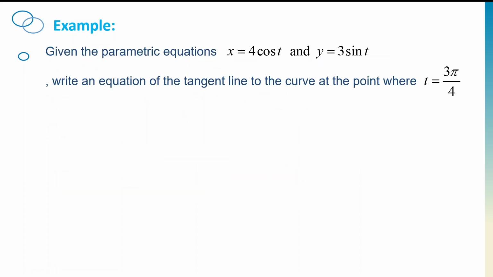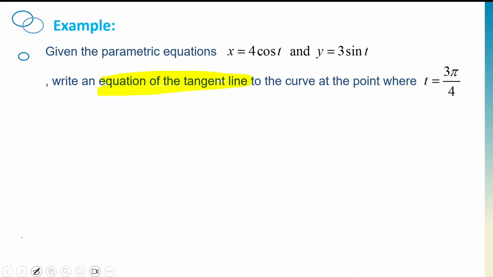Okay. Now see this one. Still we're dealing with the first derivative, but the question here asks me to find the equation of the tangent line, the tangent equation. This is what's required. So they give me parametric equations, and I need to find the equation of the tangent line at the point t equals 3 pi over 4.